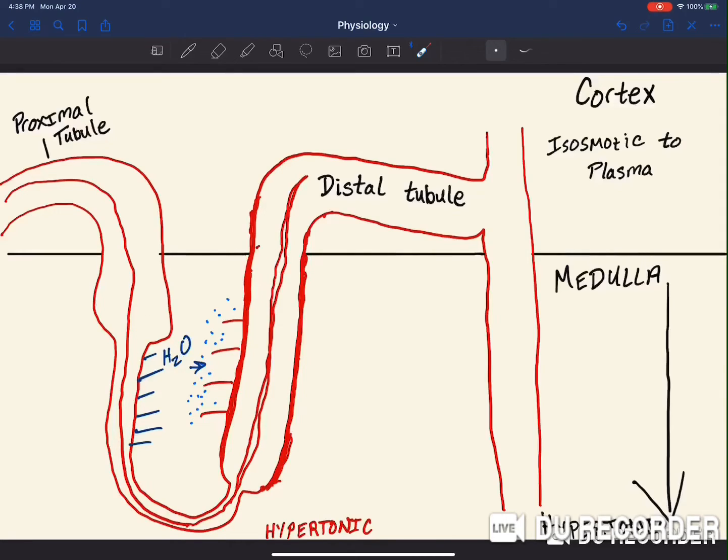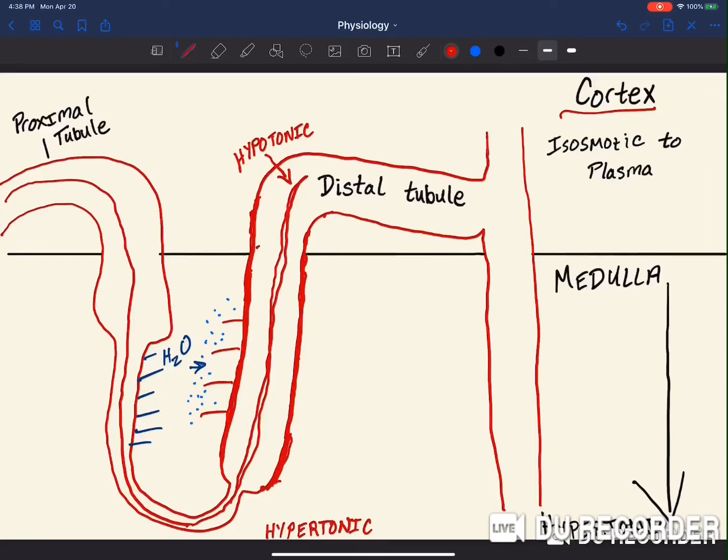So then once it's leaving the medulla and back into the cortex, now it's going to be hypotonic. The fluid that is inside of the distal tubule is hypotonic compared to the cortex. Okay.